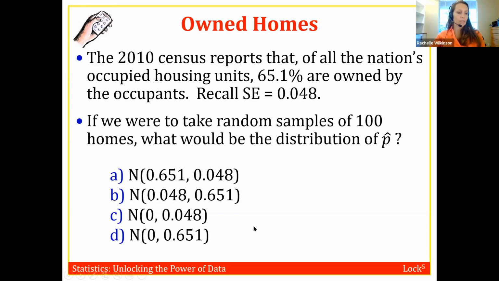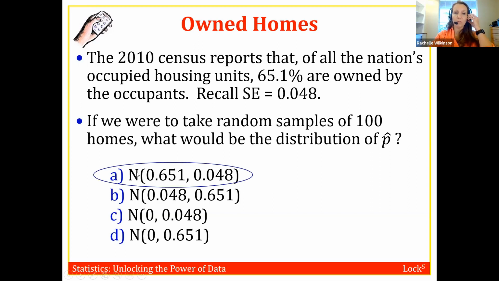Which one of these is the correct notation for describing the distribution of p hat values? You might have to go back in your notes and look at how we describe the notation, which number goes first, which number goes second, or what each of the numbers are. There we go. So yeah, A is the correct answer.